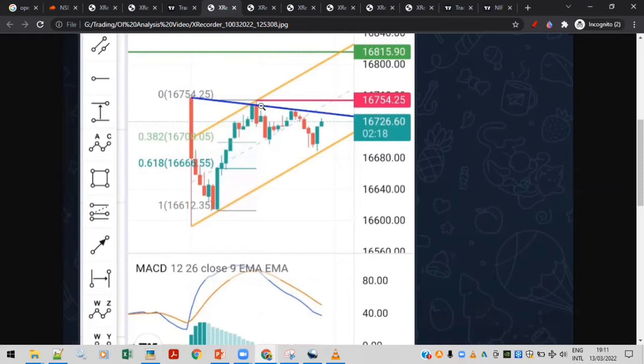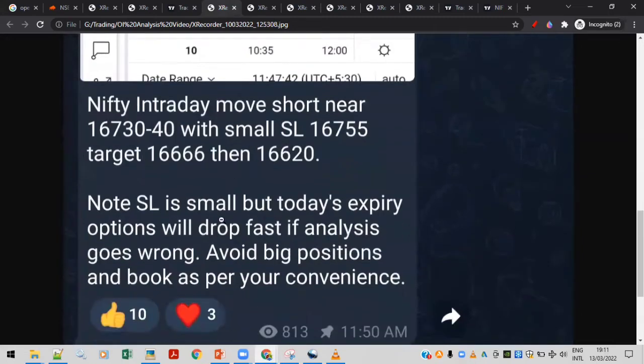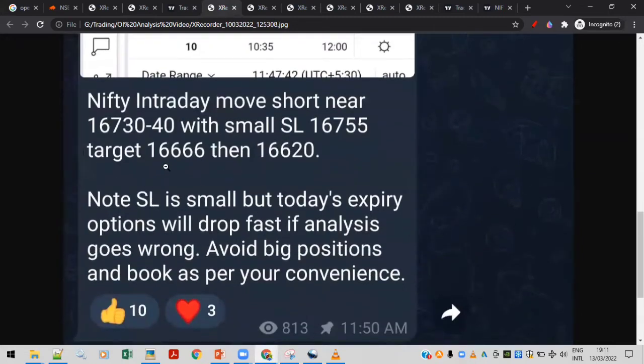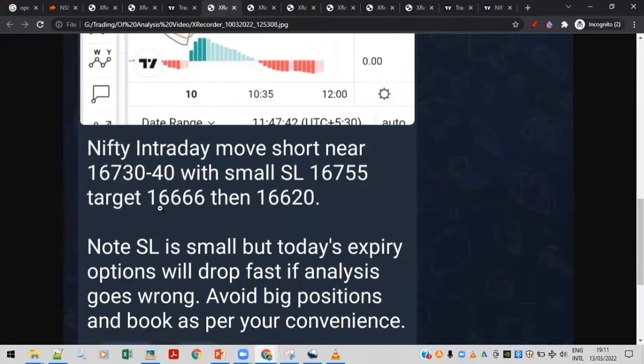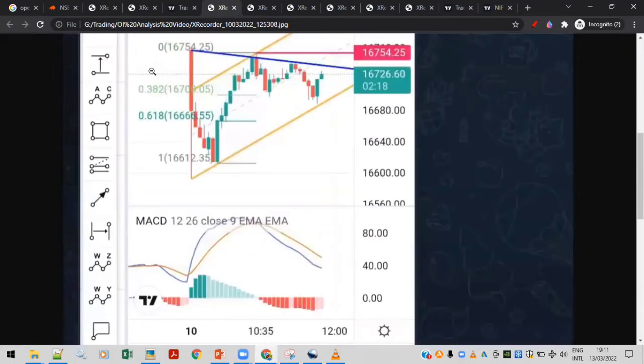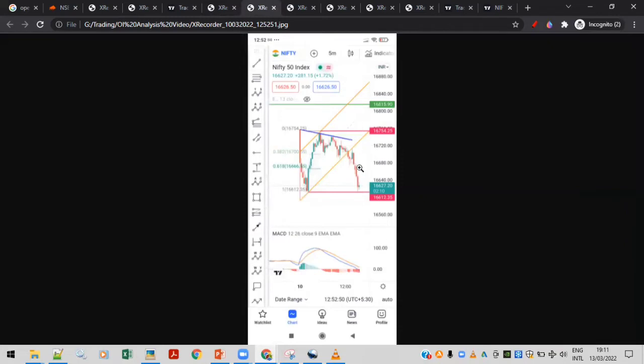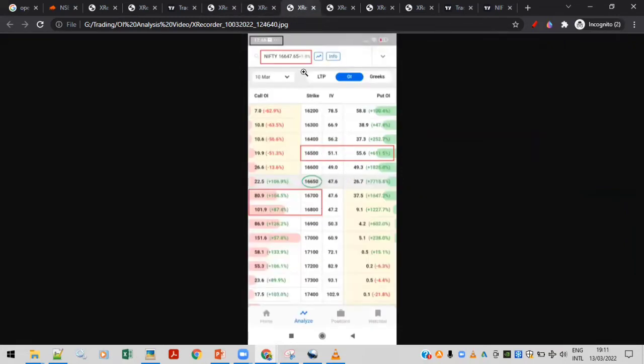So here you can see that it was facing resistance. At that point of time, I was sure that it was going to fall. Hence I posted on the channel that it was going to go downwards from the 16,720 level, almost a 100 points fall. Based on that, I had given the analysis and it worked pretty well, as you can see on my screen. After that, I again checked the option chain data around 12:46.